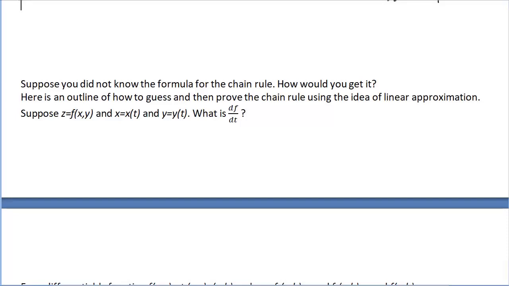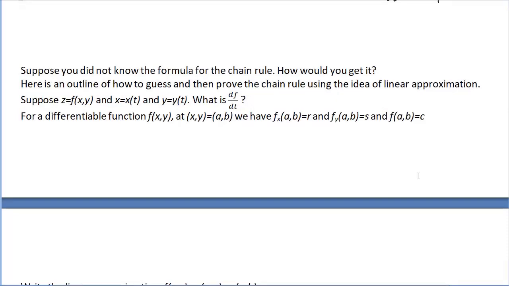So here's an outline of how to first guess what the formula might be and then also how to prove it using the idea of linear approximation. So here's the question. Suppose z equals f of x, y and x equals x of t and y equals y of t. What is df/dt? And again, suppose we are starting just from scratch. We don't know anything.